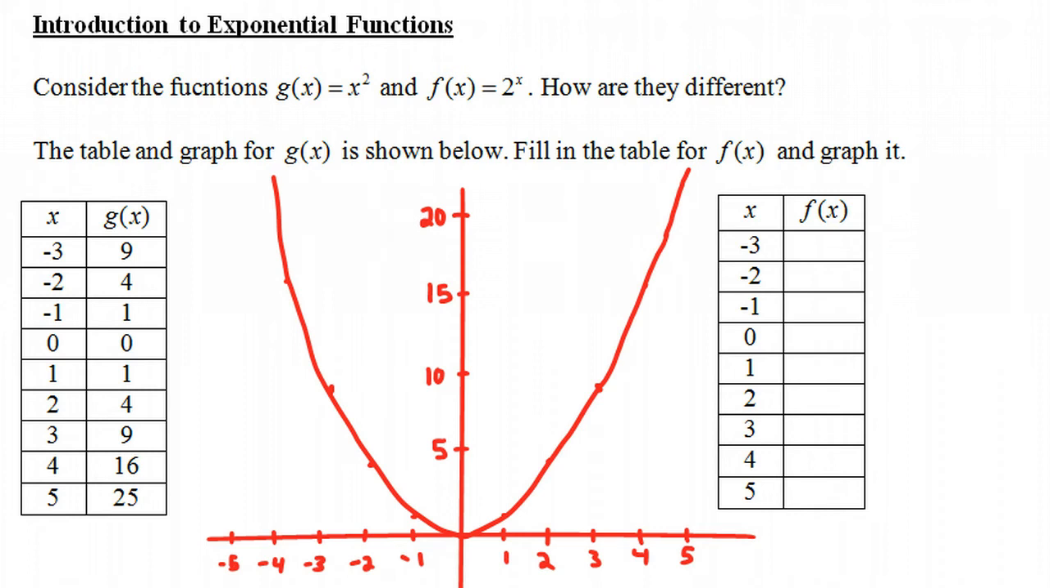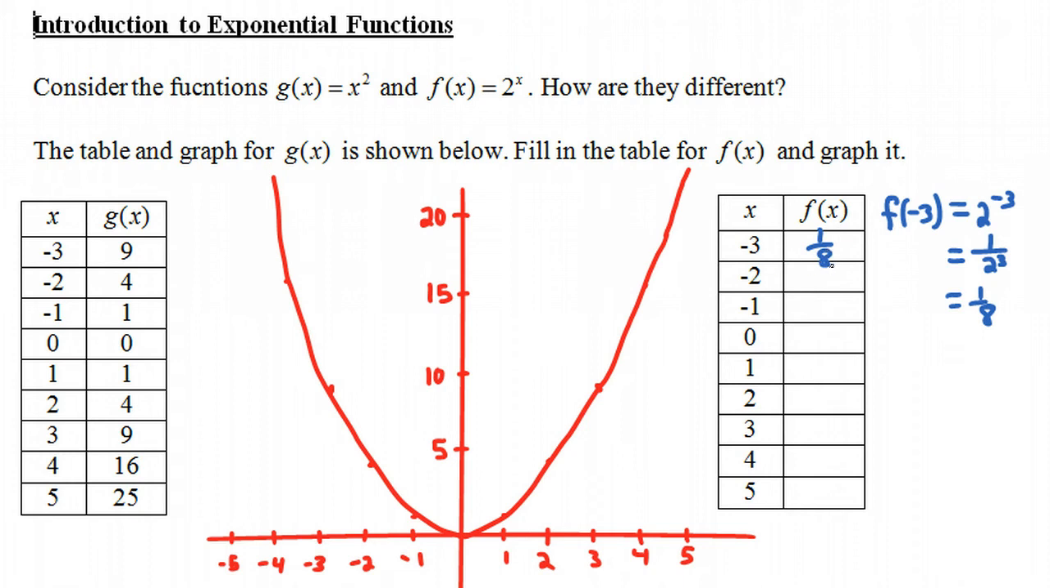So the question is, what is 2 to the negative third power? In other words, what's f of negative 3? Well, it would be 2 to the negative third power. But how do we deal with a negative exponent? Well, 2 to the negative third is the same thing as 1 over 2 to the positive third. So in other words, it's 1/8.